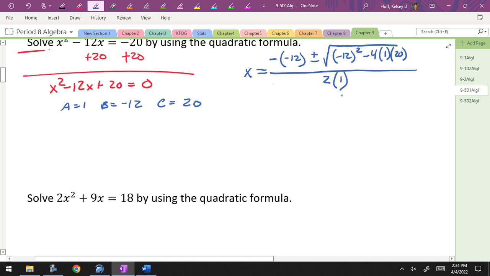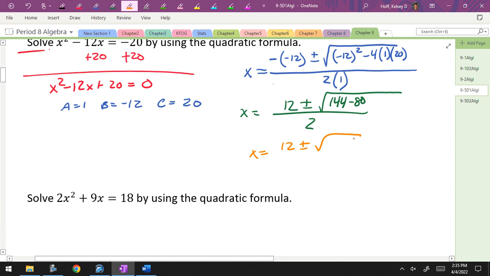Now, what I'm going to tell you, don't try to start simplifying while you're filling that in because you're going to make mistakes. Now, let's simplify this before we put it in the calculator. What's a negative 12? Positive 12 plus or minus the square root. Negative 12 squared, positive 144. Negative 4 times 1 times 20, negative 80. All over 2 times 1, which is 2. Now there's one more simplification we should do. 12 plus or minus the square root of 144 minus 80.